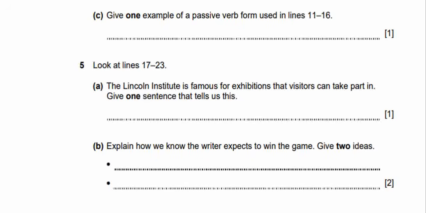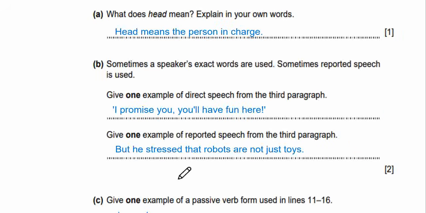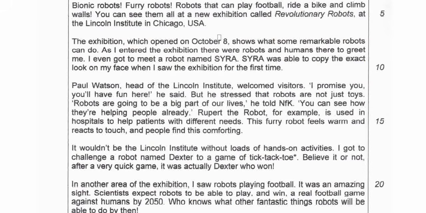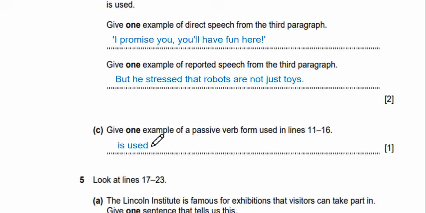Sorry, we have still question 4c. Question 4c: give one example of a passive verb used in lines 11 till 16. If we trace lines 11 till 16, the passive is to be plus the verb. So "is used" is a passive verb. One example. So we type down one example: is used.